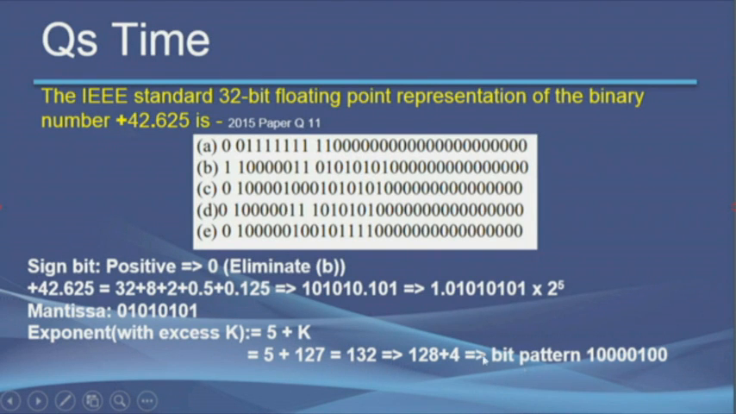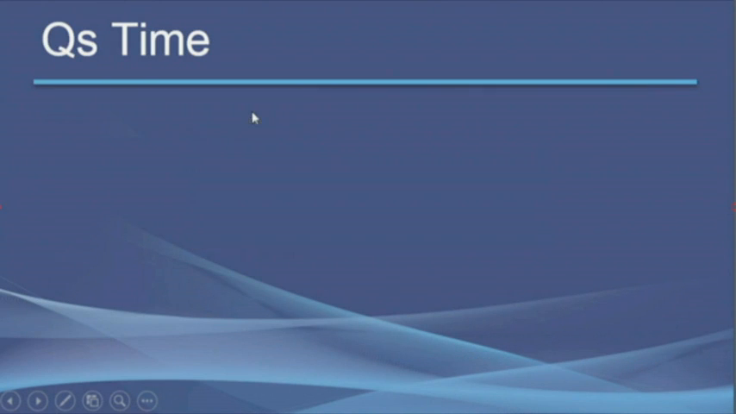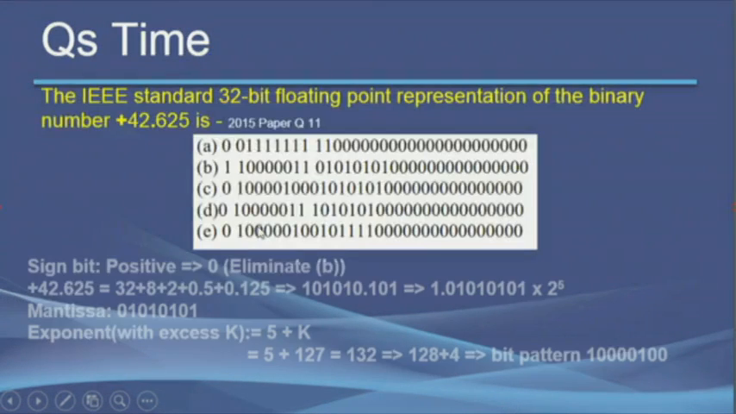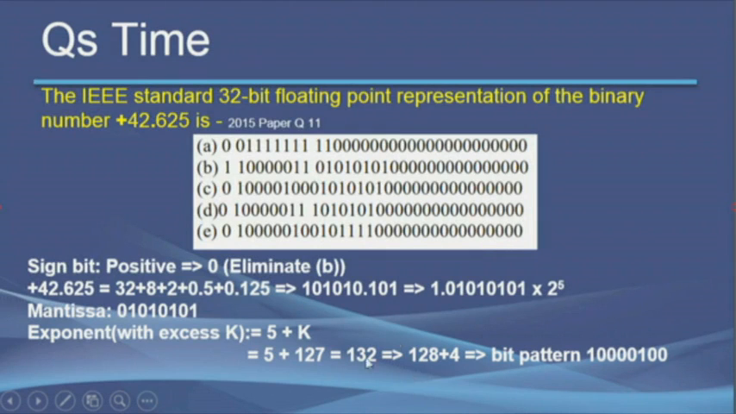So 5 plus 127 is 132. So to represent 132, in 32 bits, you can see there are 8 bits you can use to represent this number. So here, when you are representing 132, you can simply come up with the bit pattern 1 and 4 zeros and 100.